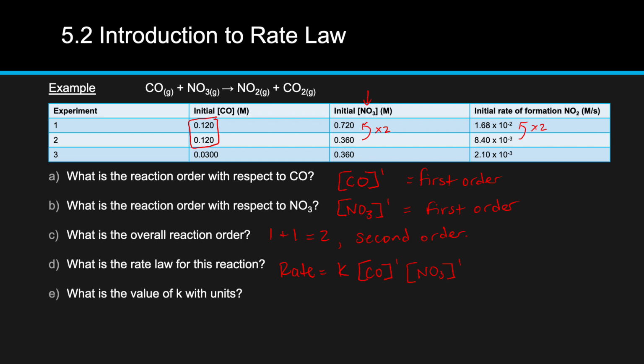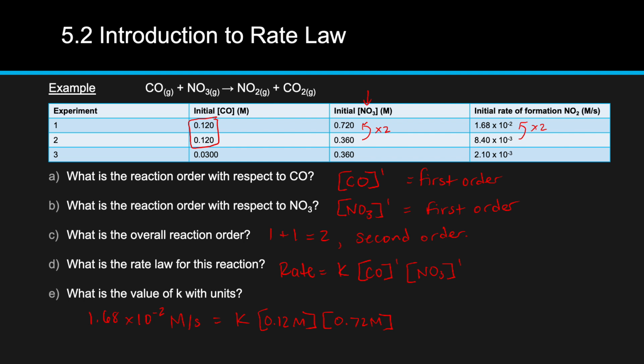And then for E, it says, what is the value of K with units? So you can use any of the experiments on this table. I'm going to go with the first experiment. So we have a rate of 1.68 times 10 to the negative second. That's going to be molarities per second. And that is going to be equal to K times the concentration of CO, which is 0.12 molarity. And then times our concentration of NO3, which is 0.72 molarity.